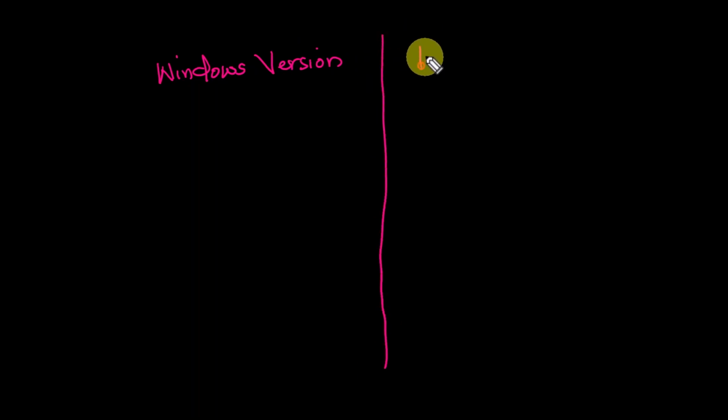So we have Windows version, and then we have Windows edition. When you look at Windows version, what it means is the different flavors of Windows.